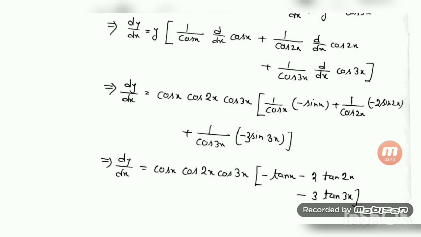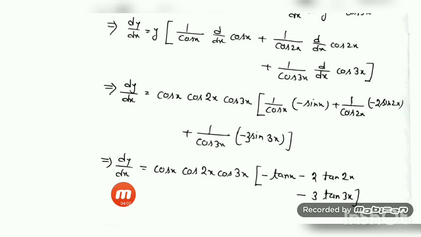Instead of that, I am using here the direct formula of cos of mx, which is minus m sin of mx. So minus 2 sin of twice x. Same way here also, plus 1 by 3 cos x. m is 3 here, so minus 3 into sin of thrice x.